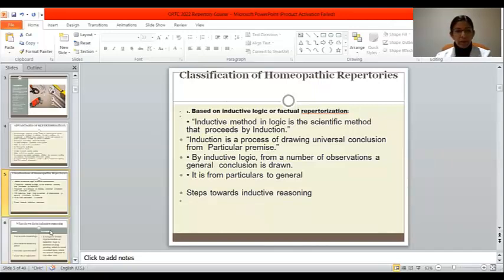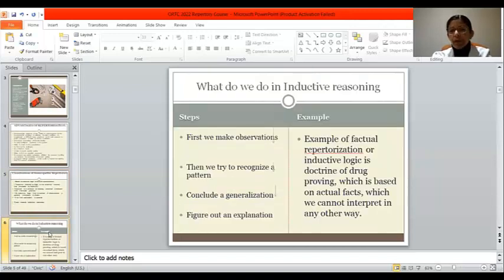So let me give an example. The doctrine of drug proving is based on inductive reasoning, which is based on actual facts, which we cannot interpret in any other way. So it is also called factual repertorization. It is based on actual facts. So first we make observations, then we recognize a pattern, and we conclude a generalization.